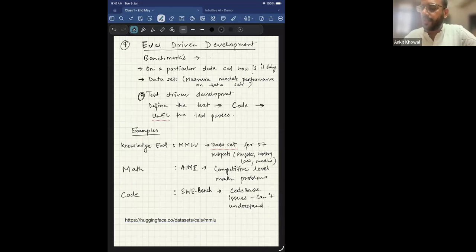Some companies use test-driven development, where we define the test, we write the code, and then we write the code until the test passes. We have to modify the code, right? Because we want the test to pass, right?